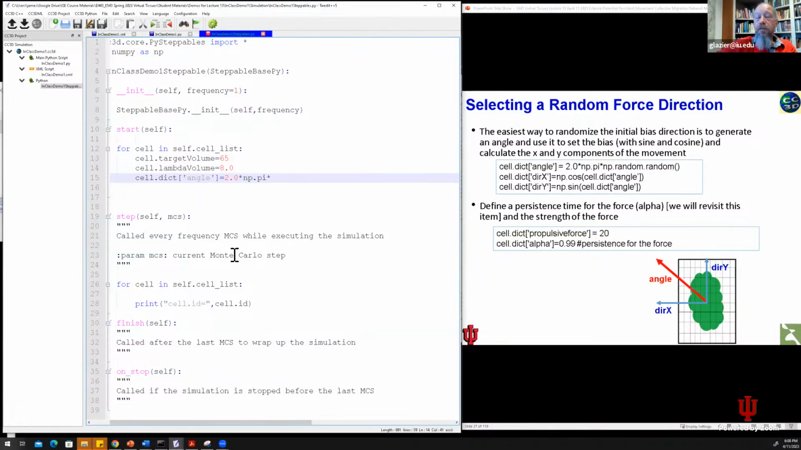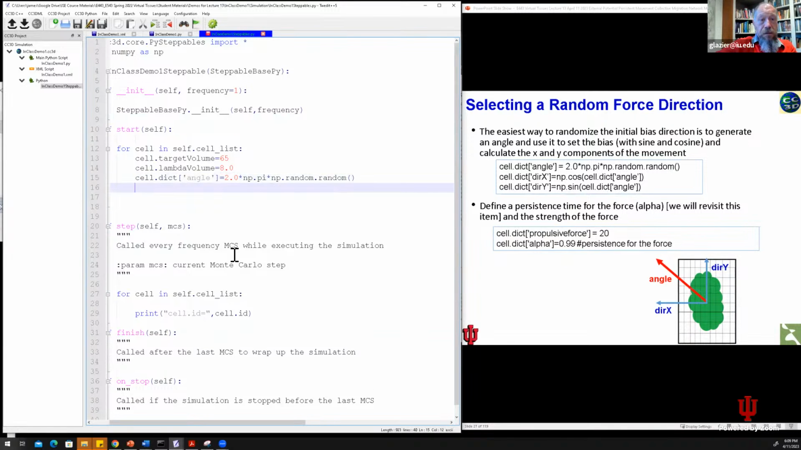NP.pi. And then, just a question, is this in the start or is this in the step level that we have? It's in the start function. This is still in start. Okay, sorry. You have to give your cells properties or they'll disappear. If you don't put them in the start function, the cell will disappear. And so now I'm going to use the random. And one thing that's always a bit funny in NumPy random is it's random.random because there are multiple randoms. So we'll do random.random. That's one where you have to look it up if you don't remember. And now I have a random angle.